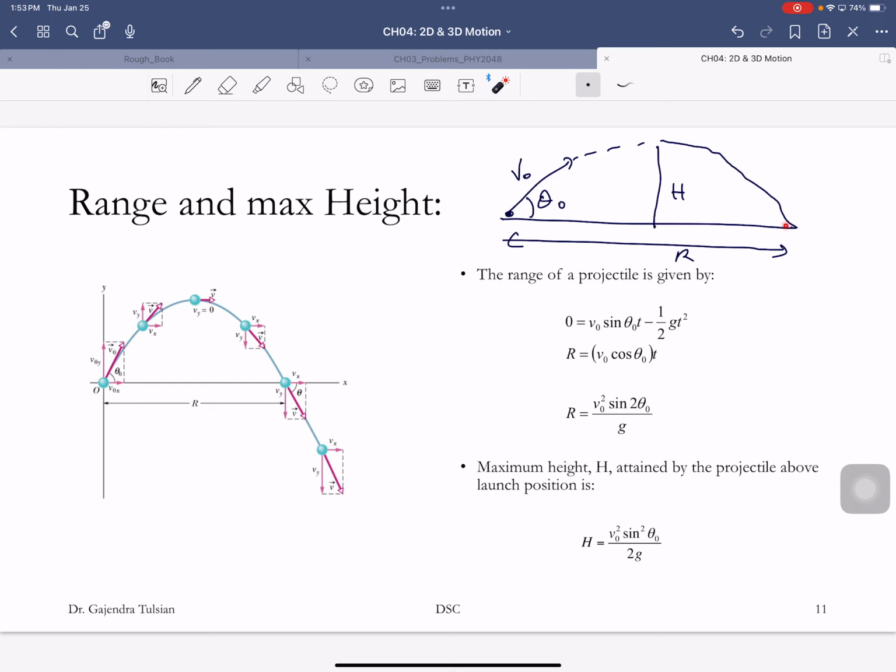When do you get the maximum range? At what launch angle do you get the maximum range? 45 degrees. And here's where it's coming from. See, for a given launch speed, if you want the maximum range, this is fixed, this is fixed. The only thing that you can change is this. And the maximum value this can have is 1. And that can happen for sine 90. So theta naught, launch angle, is 45 degrees. Okay?